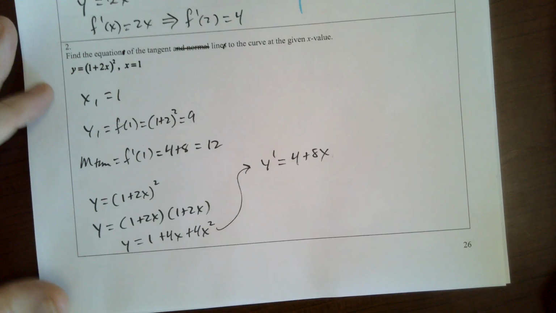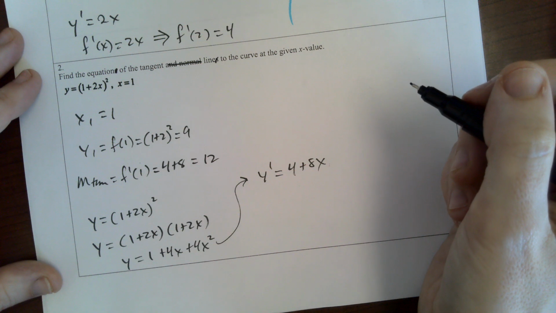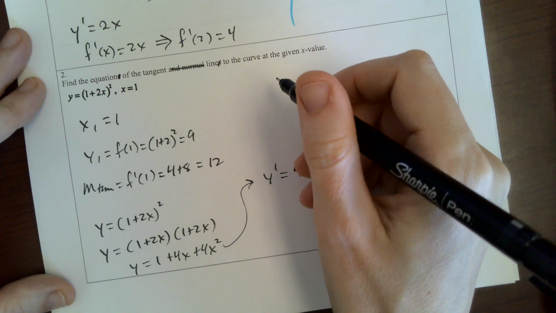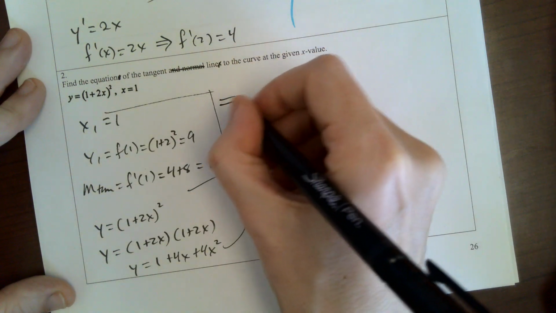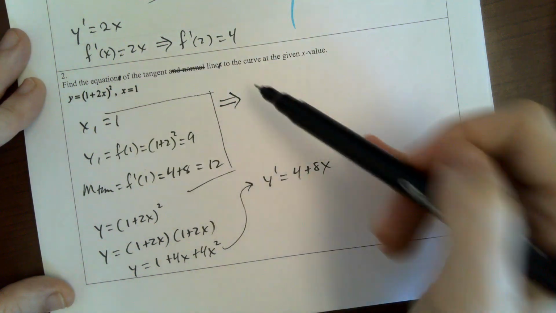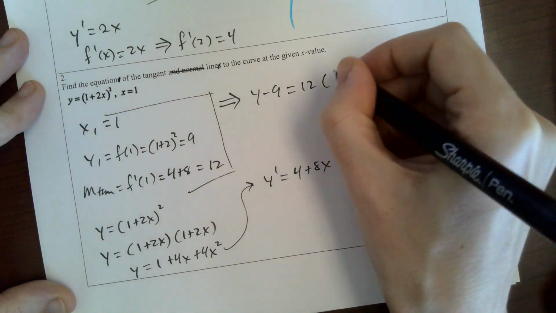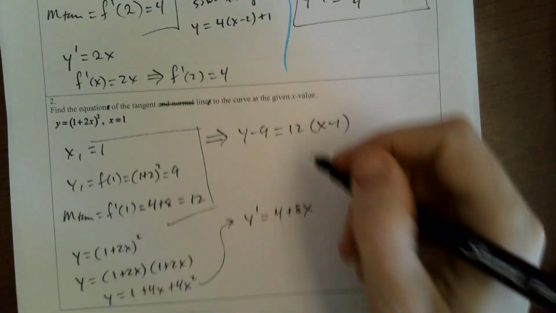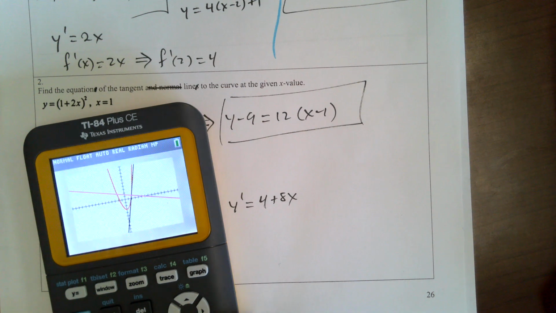Okay, so now for my actual equation, I've got these three ingredients. So let me box these up. You don't have to do that, but I just like to show that because these are the three things we're plugging in. So y minus 9 is 12 times x minus 1. All right, so this is the equation of the tangent line, not the slope of the tangent line, but the equation of it.